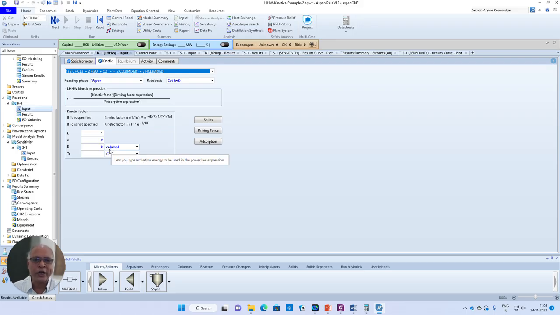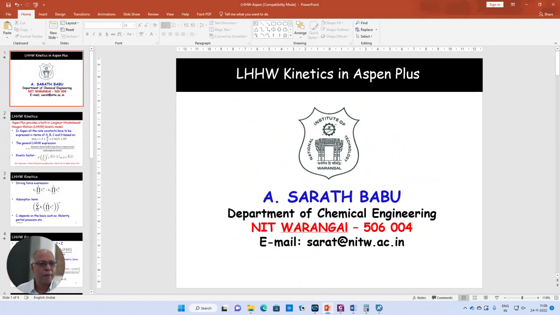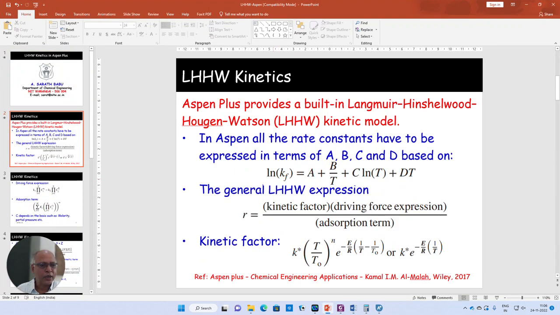While dealing with the kinetic factor, you don't have to take logarithms. But when you are representing the rate constants within the driving force term or adsorption term, you need to take the logarithm of whatever rate constant you have, and provide the values of A, B, C, D as per this equation that I have already mentioned. So remember that the constants involved within the driving force and adsorption terms must be entered by taking logarithms, calculating the values of A, B, C, D. But in the kinetic factor, you don't have to take logarithm.